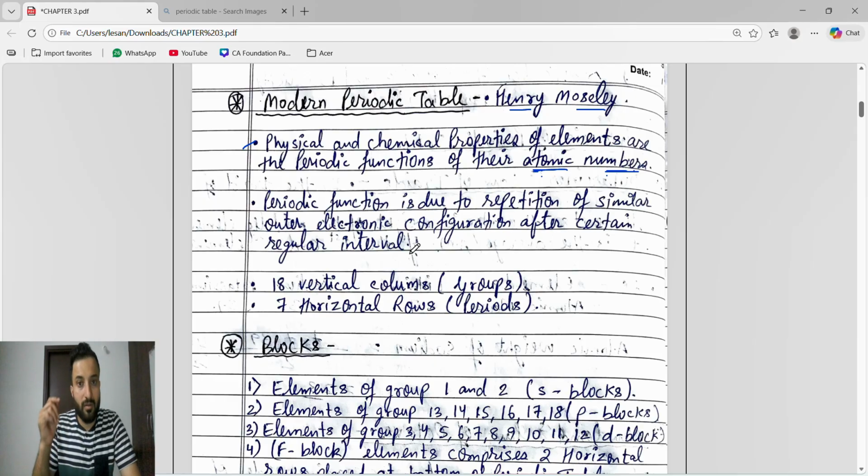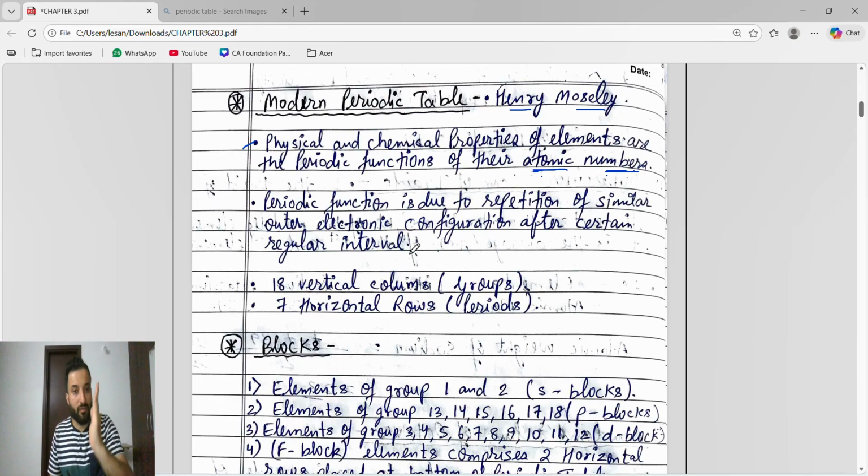Noble gas, again the same electronic configuration. Group number 1, S1 outer electronic configuration. Group number 2, S2 outer electronic configuration. So that's why they say similar outer electronic configuration after a certain regular interval.